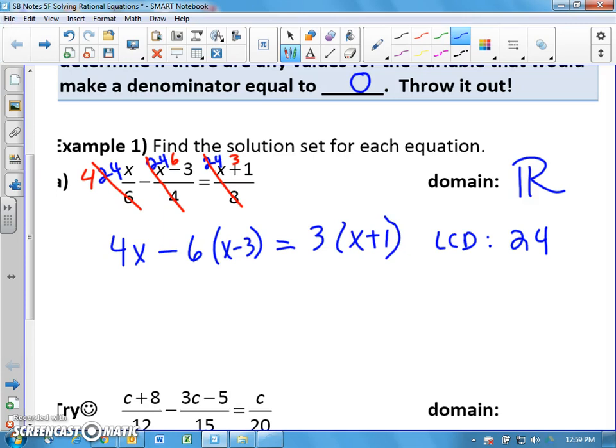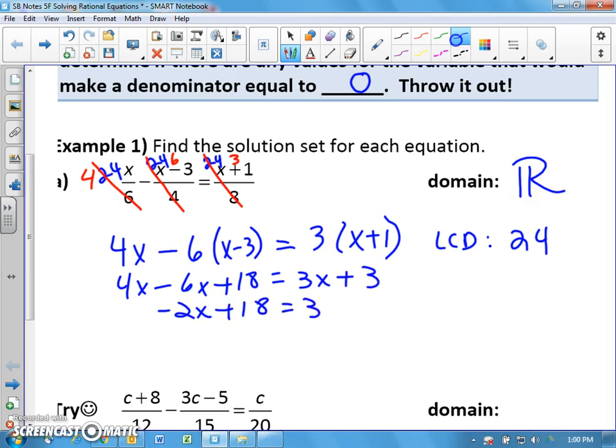And if you notice at this point, all of our fractions are gone. We just need to distribute, combine like terms, and solve. So we're going to distribute first. And we can go ahead and distribute on both sides. Combine our like terms. Let's get our x's together.